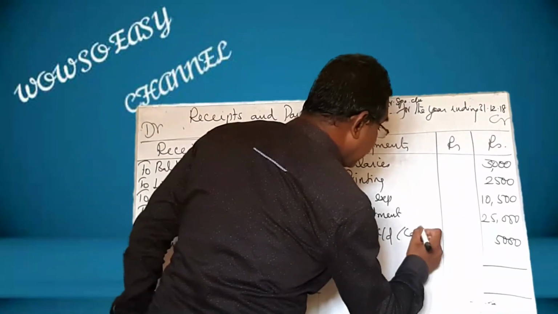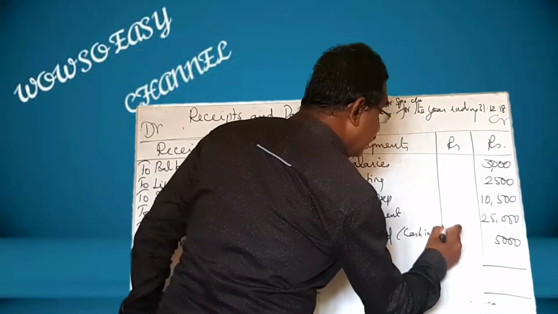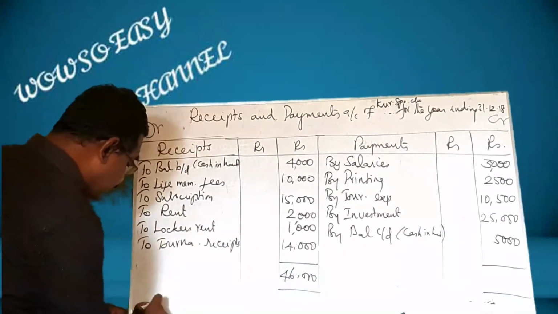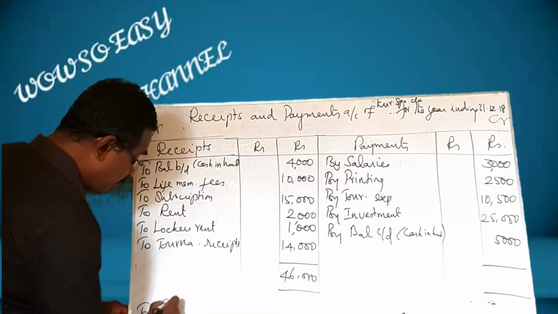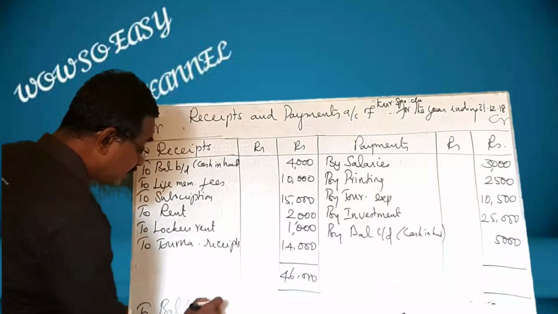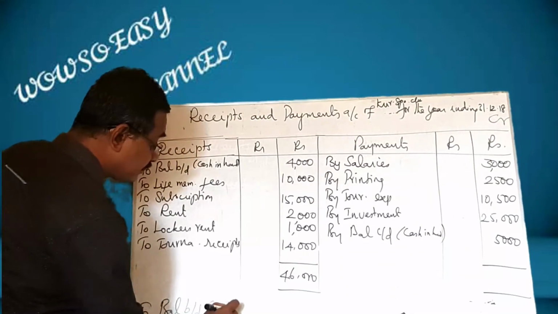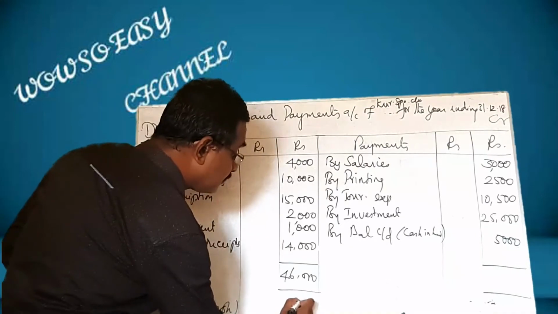And cash in hand, 5,000. Again, it must be shown in the debit side. To balance brought down cash, 5,000.